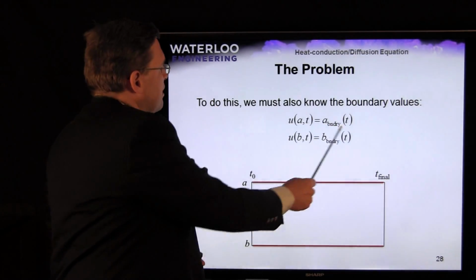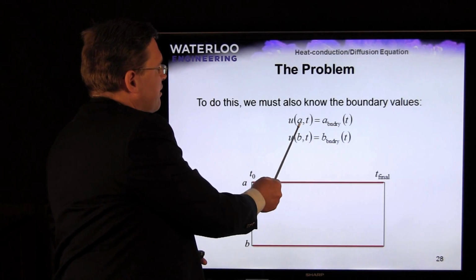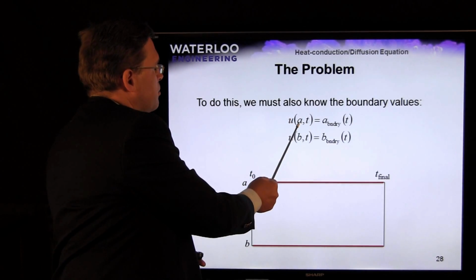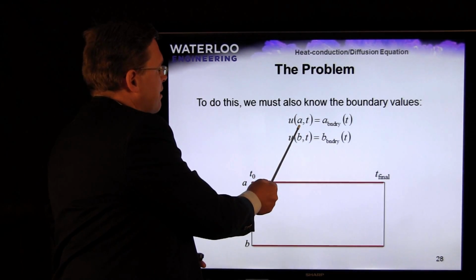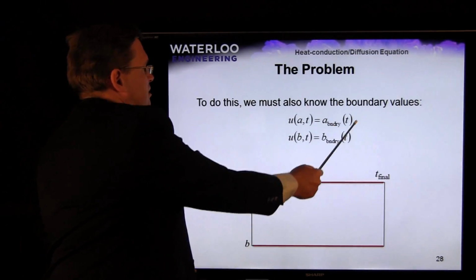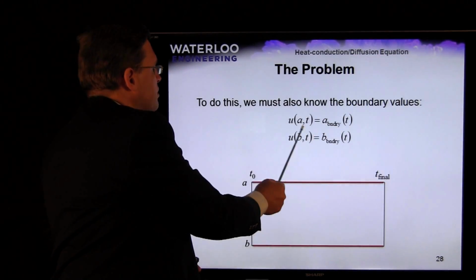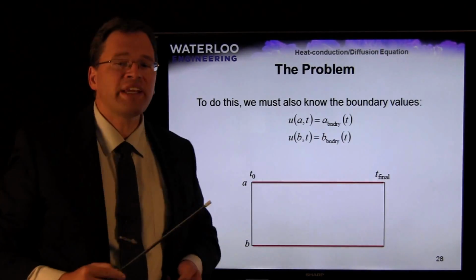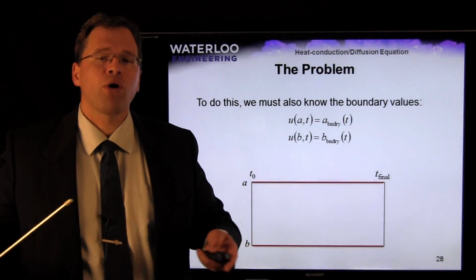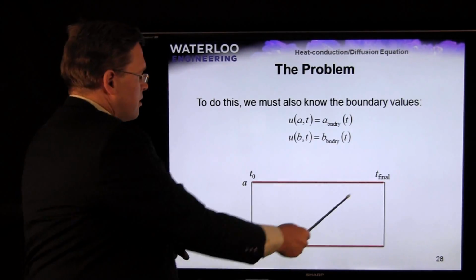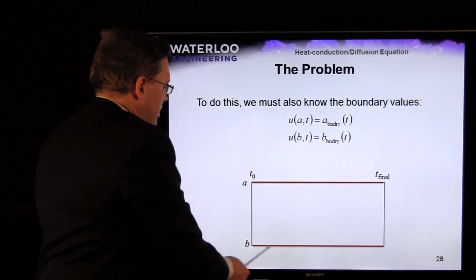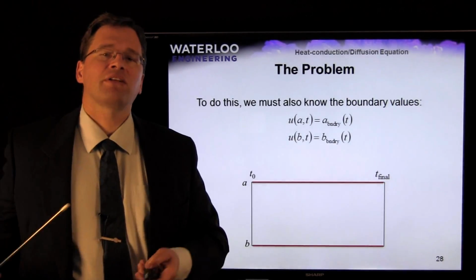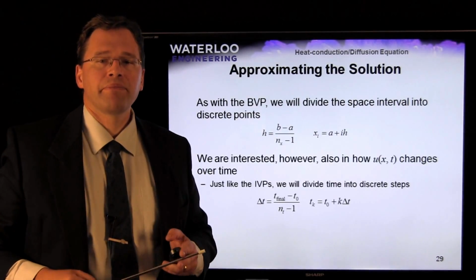So we will need a function that gives us the value at the left-hand endpoint, and this function is a function of time, and we must also know what the state of the function is at the right-hand endpoint as well for all values of time. So both of these must be known from t0 until t final.